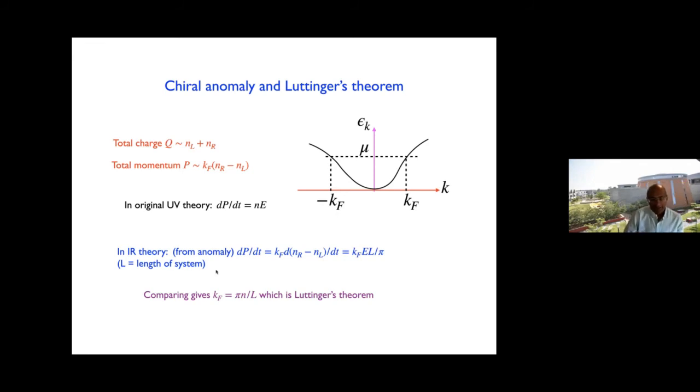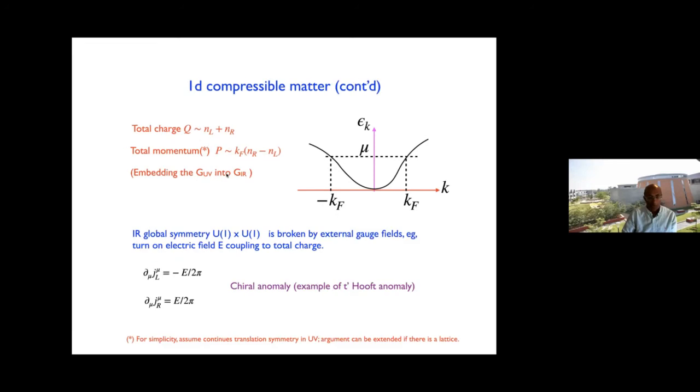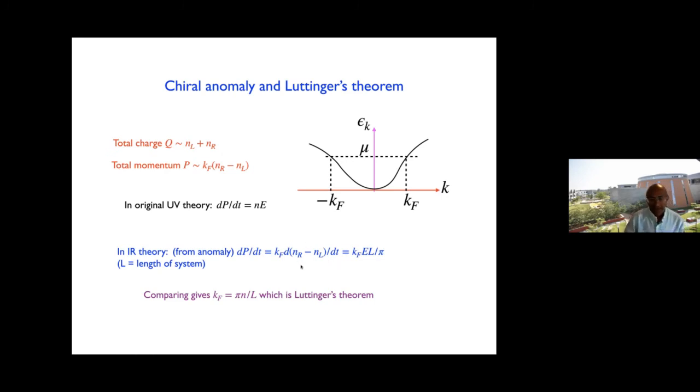So in the IR theory, the momentum embeds as k_F times (n right minus n left). But from the anomaly, we know exactly how n right minus n left changes in an external electric field. So we go back to this previous equation and integrate this over all space to get the rate of change of n left and n right in the presence of an electric field. Okay, and that then gives us the equation that the rate of change of momentum calculated in the IR theory is k_F times the electric field times the length of the system divided by pi. So comparing these two equations gives us a relationship between k_F and n, which is precisely Luttinger's theorem.